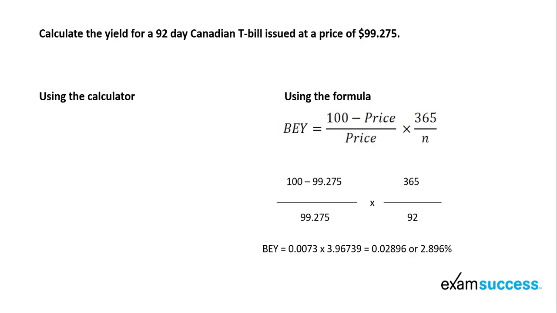And using the financial calculator, we've got the future value is 100. We've got the present value is 99.275. But you're going to want to enter that as a negative number. Otherwise, you're going to get an error on your calculator. Unless you're using an HP calculator, the Hewlett Packards are smart. They know inflows and outflows. But if you're using other calculators, Sharp or TI, you've got to enter it as a negative number.